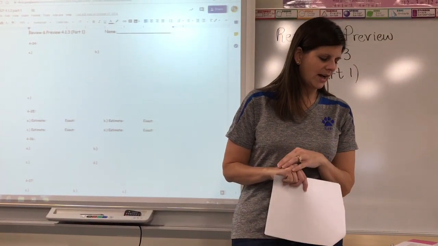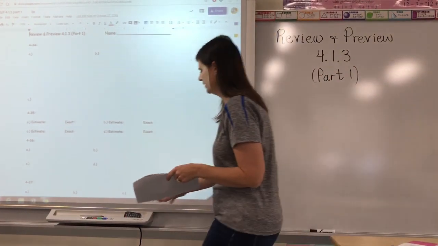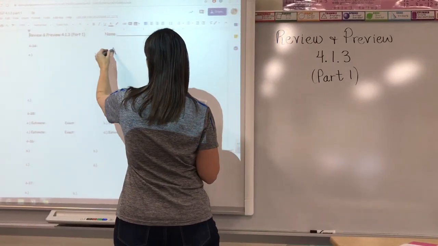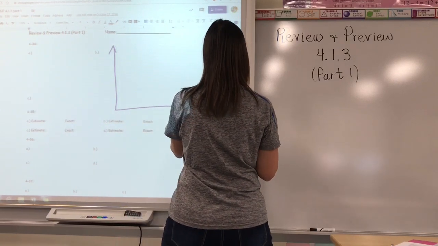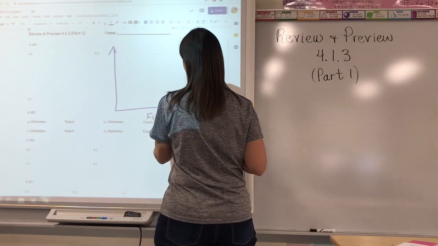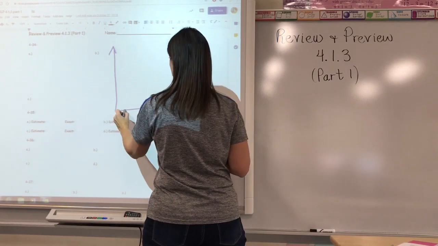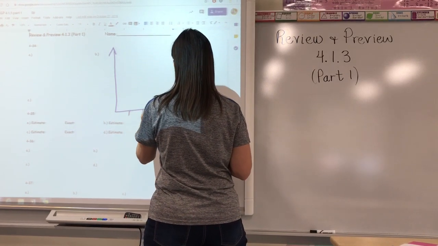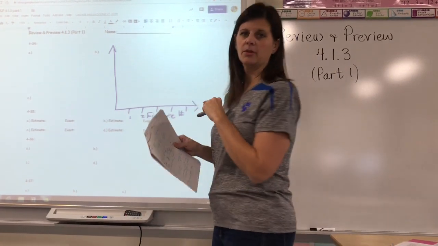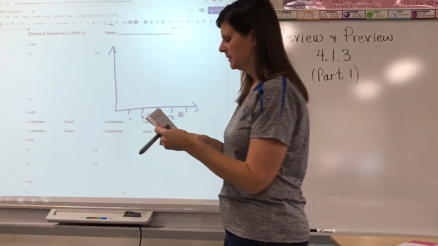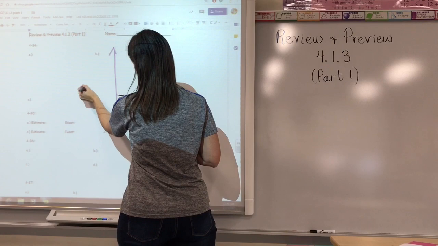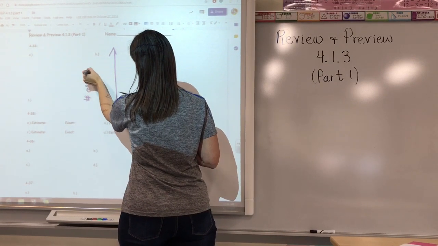Part B says to draw axes and plot Julian's points. For what we have to do here on part B, you need a vertical axis and a horizontal axis. Across the bottom, I'm going to put the figure number, which would be 1, 2, 3, 4, and 5. Make sure you leave yourself room to label all 5 of those figure numbers. Then on the vertical axis, this is going to represent the number of toothpicks.